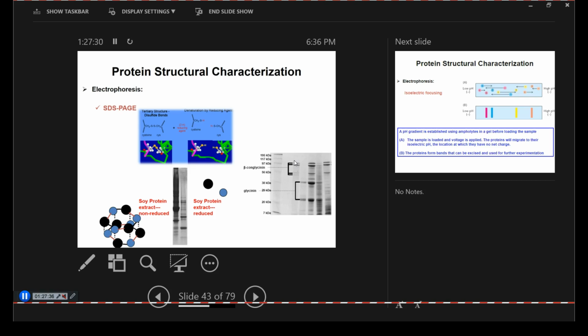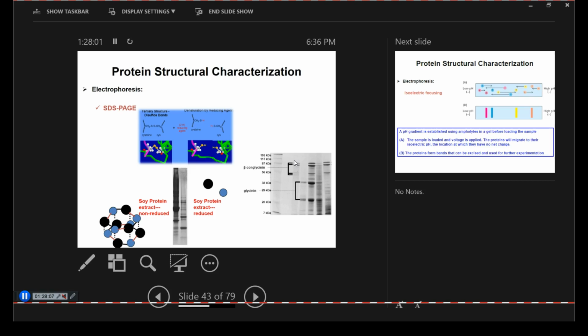But what I meant to say here is that one polymer of soy protein contains 12 different subunits. 2 of these subunits are bonded by disulfide linkages. If I run them on the gel without a reducing agent, this is what I would see, a smear. I won't see the clear separation of my subunits.